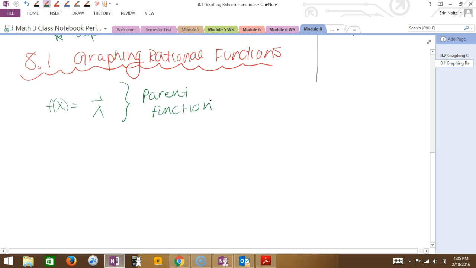So just like f of x is equal to x squared and g of x was equal to x cubed, we just have a new type of parent function, which is 1 over x. And actually this parent function works in almost the same way as the last one, meaning that the translations are going to look really similar. So it's not too much new stuff.